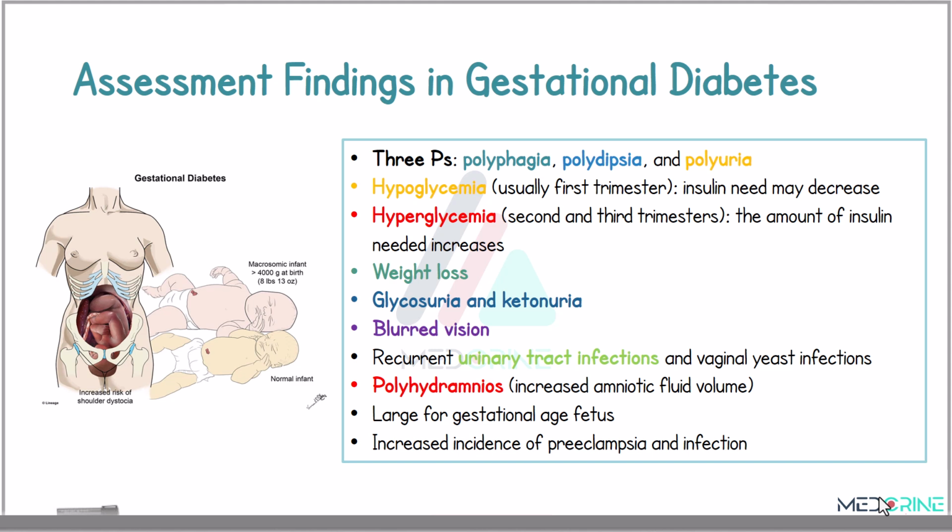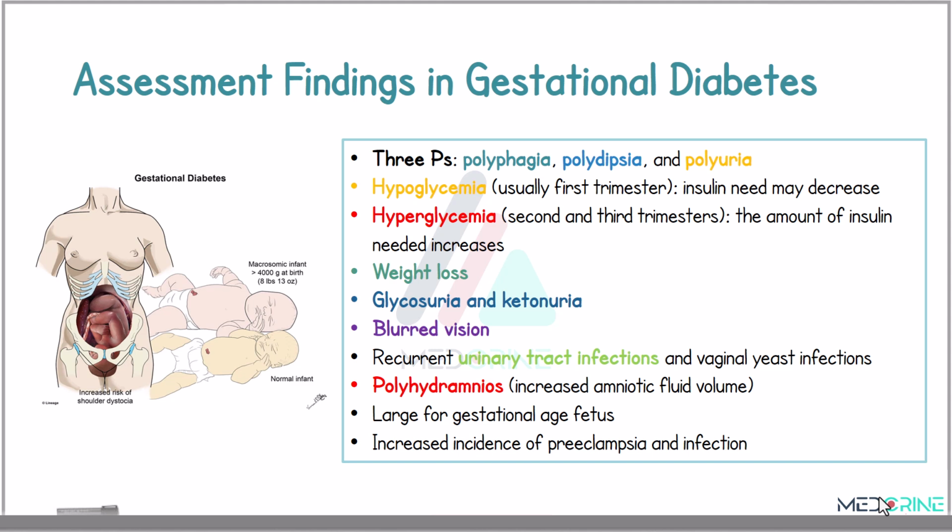What are the assessment findings in gestational diabetes? As with diabetes, we will be having the 3 P's: polyphagia, polydipsia, and polyuria. These patients will be having hypoglycemia usually in the first trimester, and hyperglycemia tends to develop in the second and third trimester as the amount of insulin needed increases.